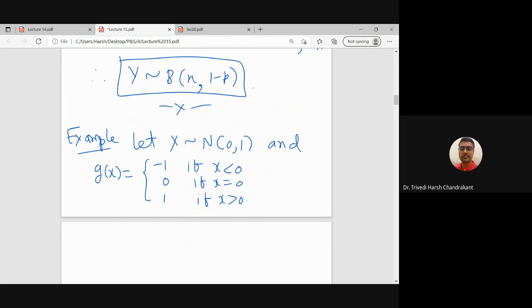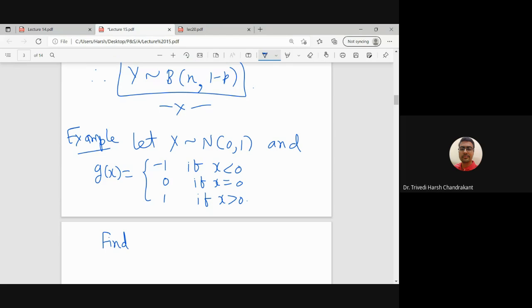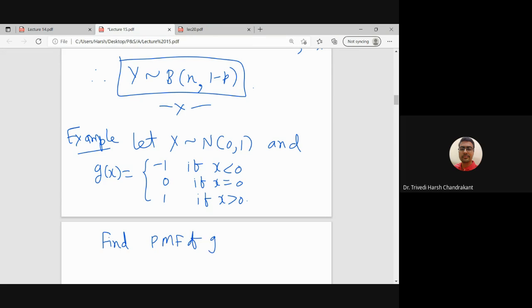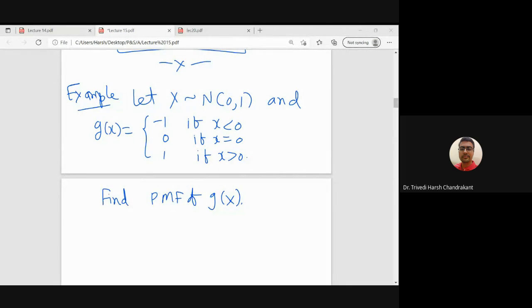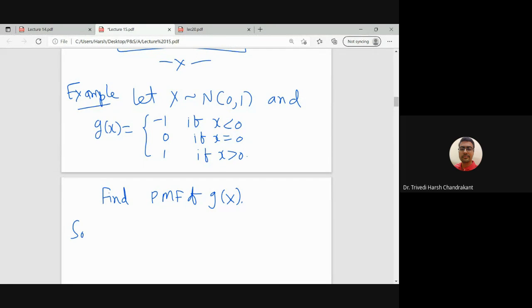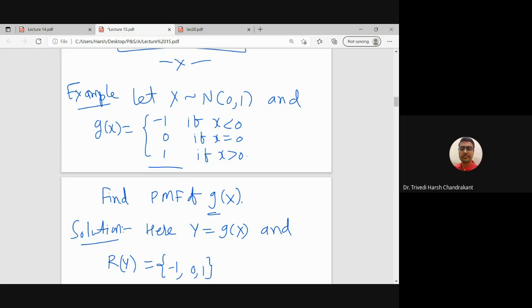So again, what is the question? The question is that we need to find the PMF of the random variable g of capital X. So what is the first step? Again, the first step is finding the range of the new random variable. Here, the new random variable is Y equals g of X, and the range of Y is essentially the range of g, right? The range of g is -1, 0, and 1.